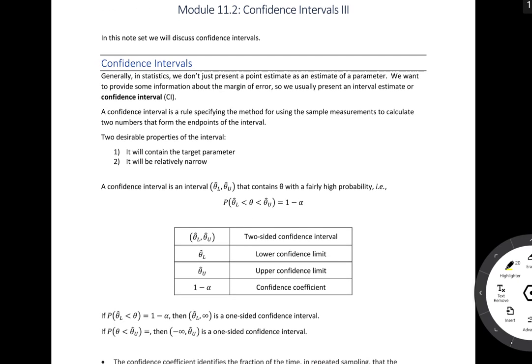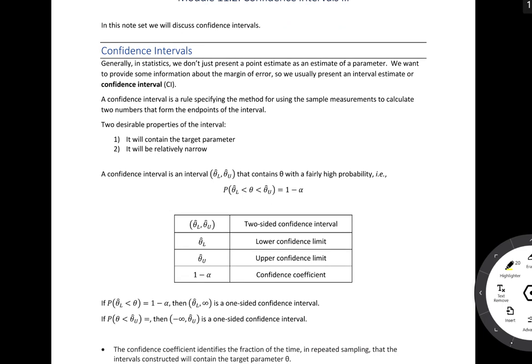Just like before, we talked about how in statistics we don't just present a point estimate as an estimate of the parameter; we want to provide some information about the margin of error. So we usually present what's called an interval estimate, or a confidence interval. A confidence interval is a rule specifying the method for using the sample measurements to calculate two numbers that form the endpoints of an interval.